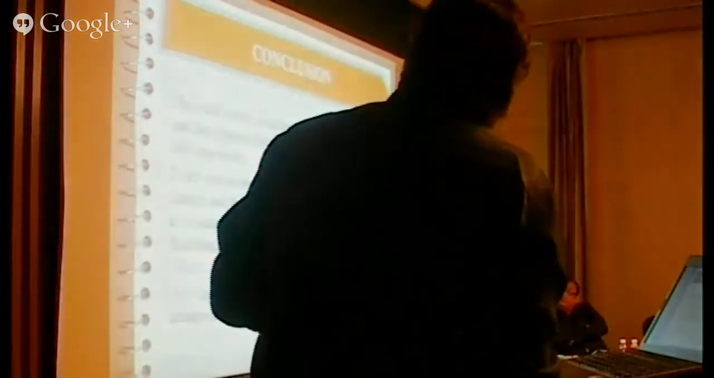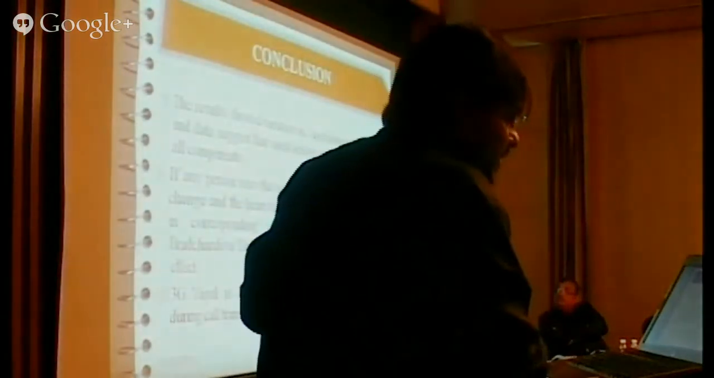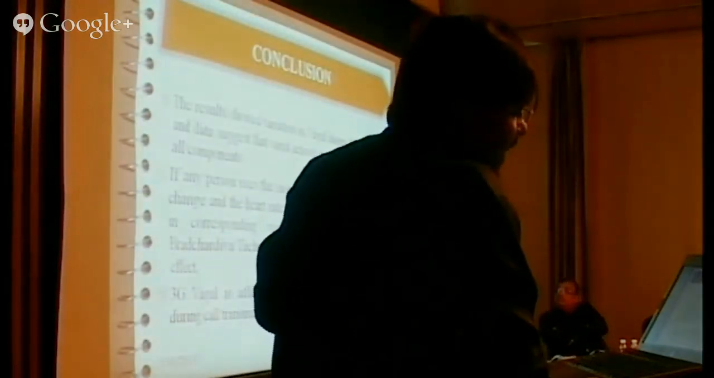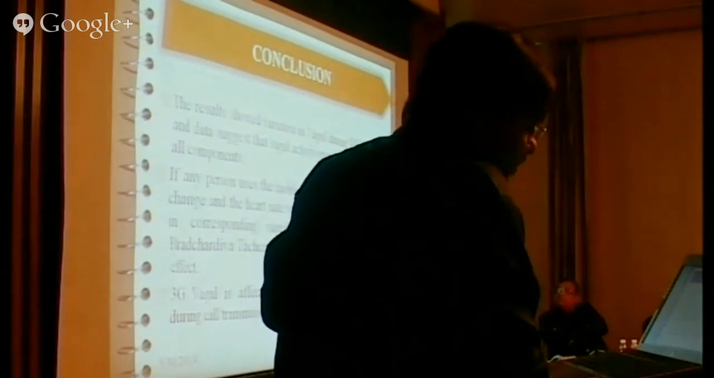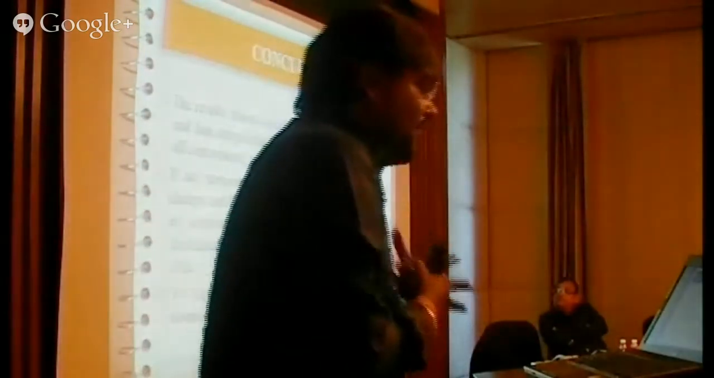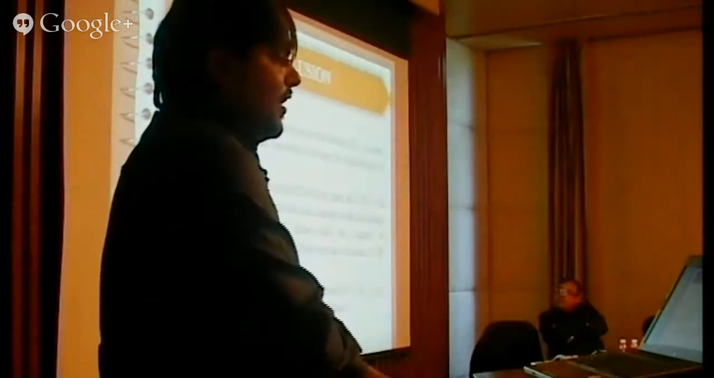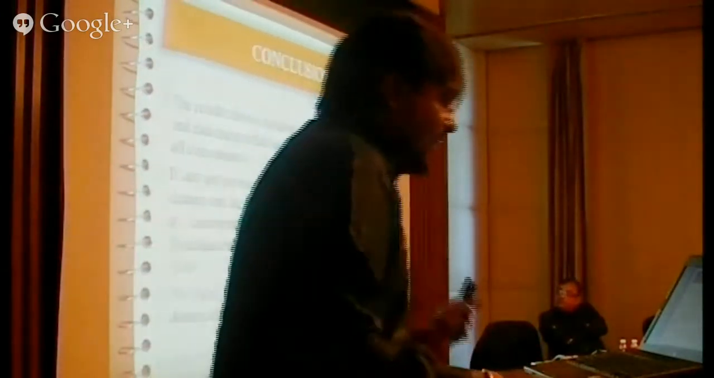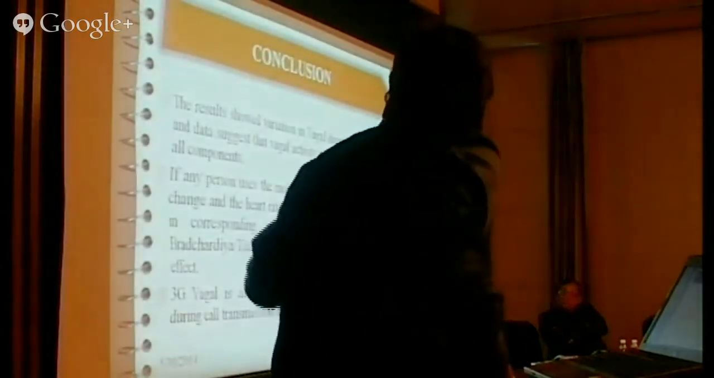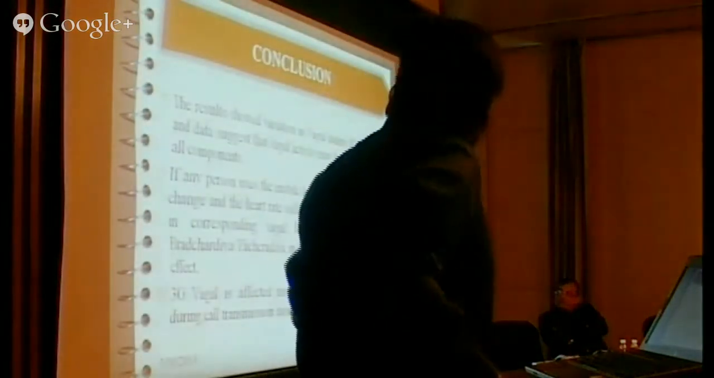These are the conclusions of my presentation. The result showed variation in the vagal during RF exposure, and the data suggested that vagal activity may be contributing to the hormone component. Most importantly, if any person uses the mobile for a long time, the heart rate will change with the change in the corresponding vagal. There will be a chance of bradycardia and tachycardia. Bradycardia and tachycardia are basically types of arrhythmia.